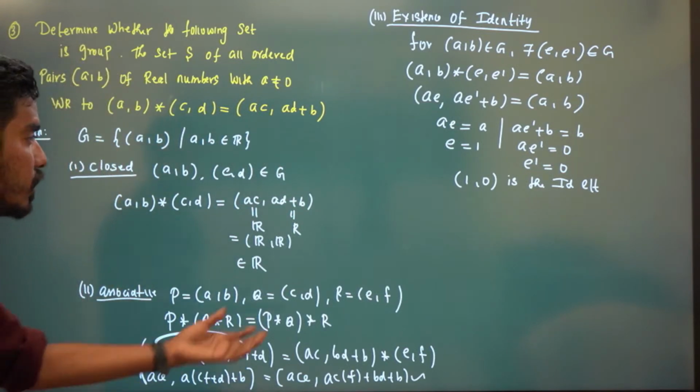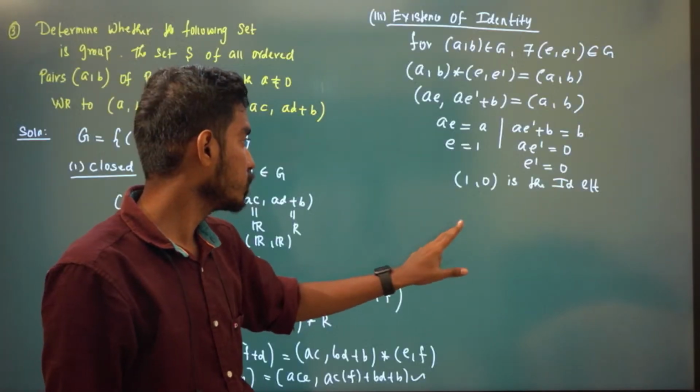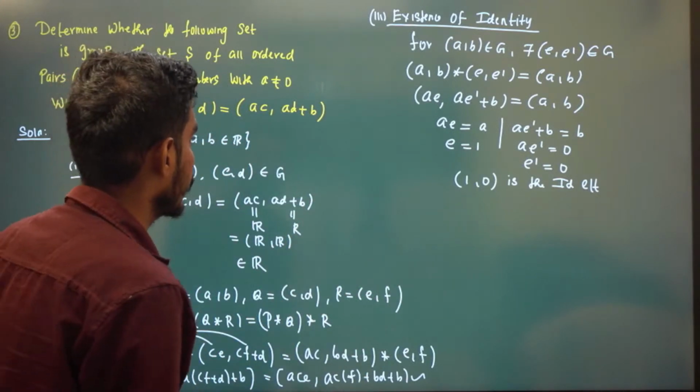So check it out, right? For example, you just take (2, 3). Operate (2, 3) with (1, 0) using this binary operation, and you will get (2, 3) again.